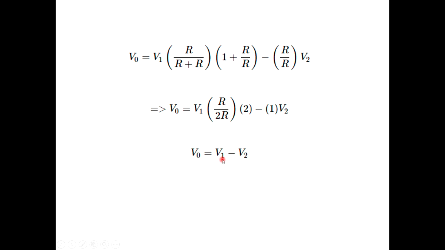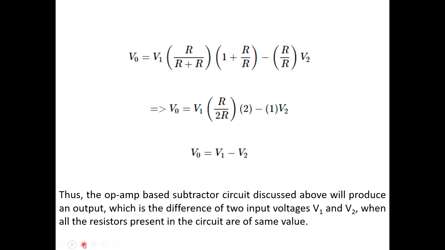Now we were studying a subtractor circuit. Essentially, what is a subtractor circuit? It is supposed to give you the difference of the two inputs, and the two inputs over here were V1 and V2. So the op-amp based subtractor circuit discussed above will produce an output which is the difference of the two input voltages V1 and V2 when the resistors are of the same value. Again, we assume over here that the resistors R1, R2, R3 and the feedback resistor all have the value R.